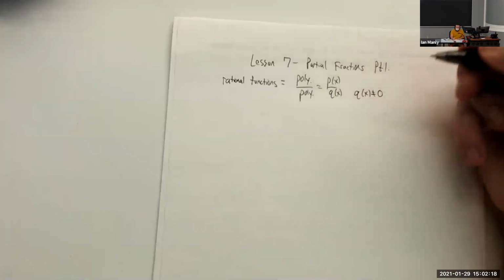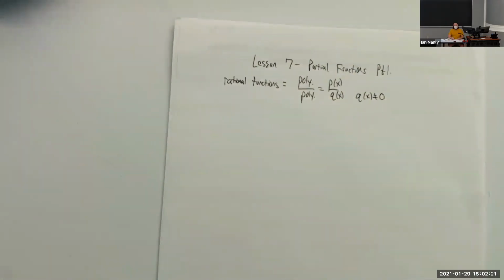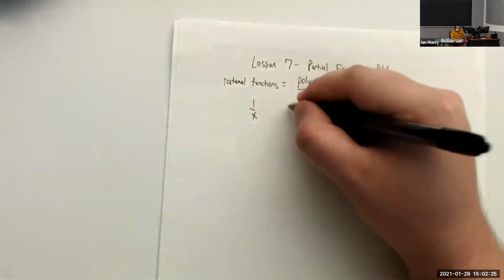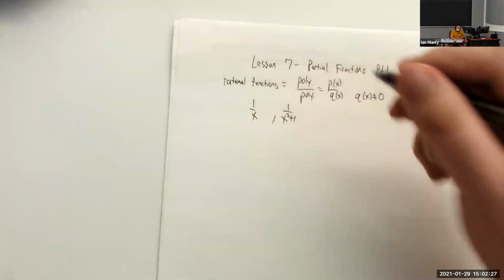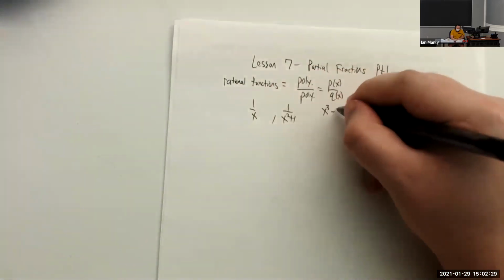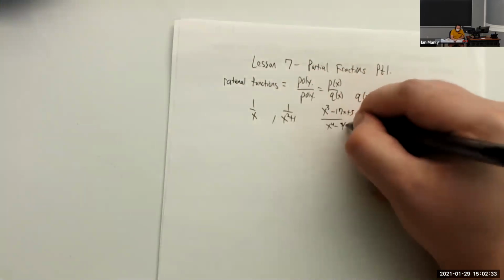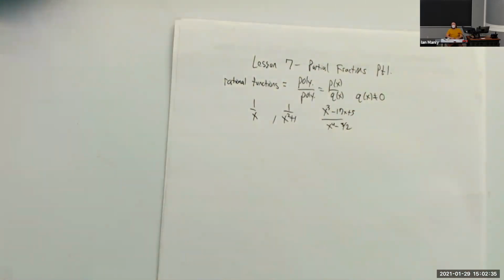Can't divide by 0. Okay, so these show up pretty often, and we just saw an example of one, 1 over x. 1 over x squared plus 1 is another one. We could have maybe x cubed minus 17x plus 5 over x to the 4th minus 3 halves. All of these are going to be rational functions. And rational functions are pretty common, so we should probably know how to integrate them.